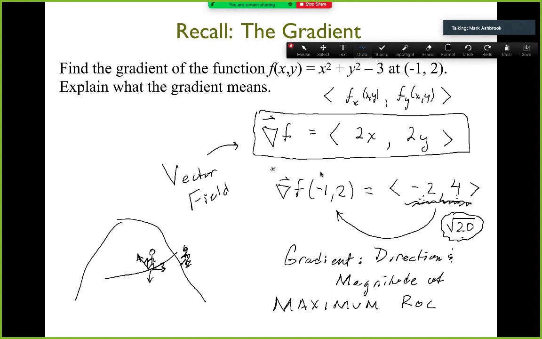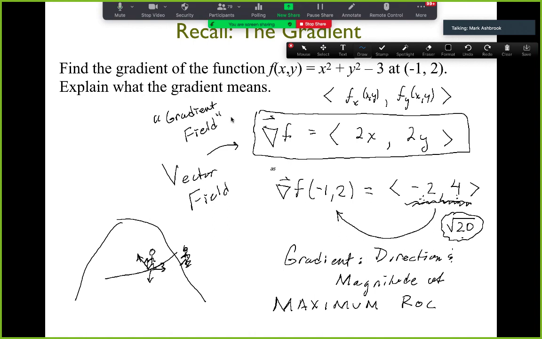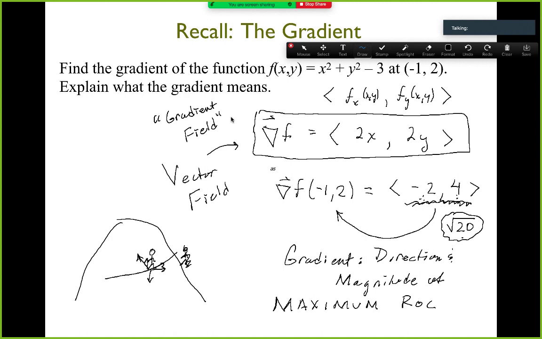So what would this vector field be? Now we call this a gradient field. It's a field of vectors. It's the max rate of change for every point. So it's like a function of these gradients, right? For any location, it shows you the direction and magnitude of the max rate of change.